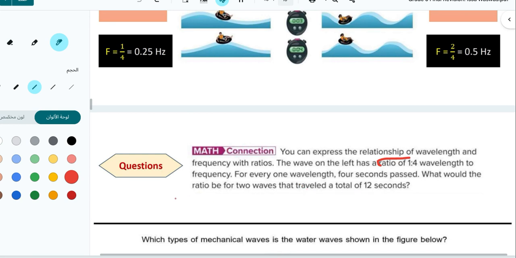So we can write it as a simple fraction first: 2 over 12. We can then simplify this fraction. 2 goes into 2 one time, and 2 goes into 12 6 times. So that's 1/6. Now we can write it as a ratio, which is 1 wave to 6 seconds, or a 1:6 ratio.